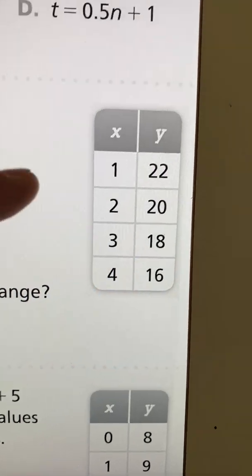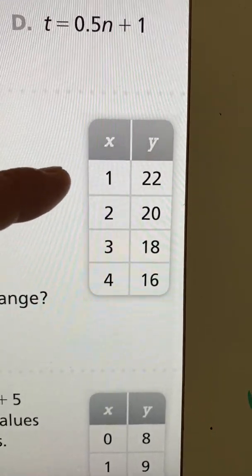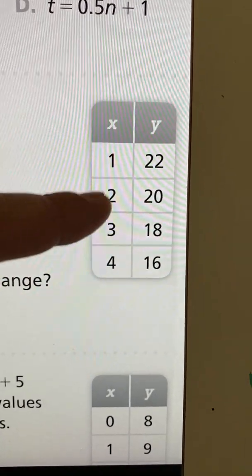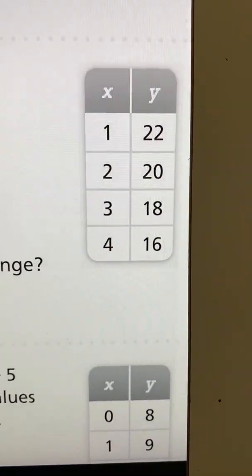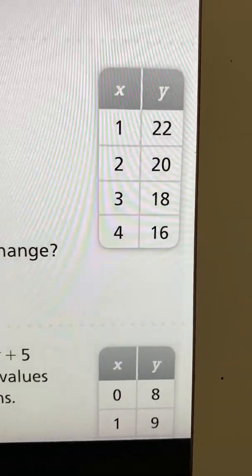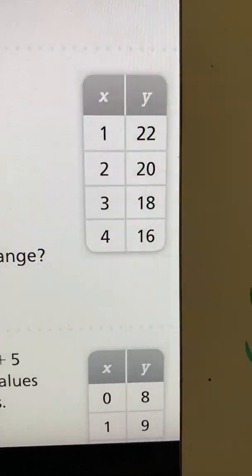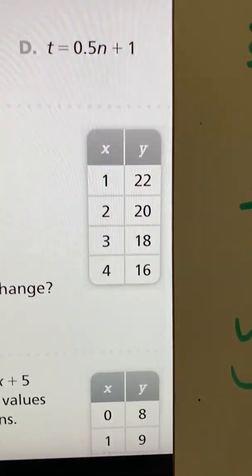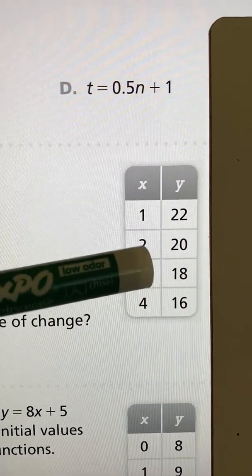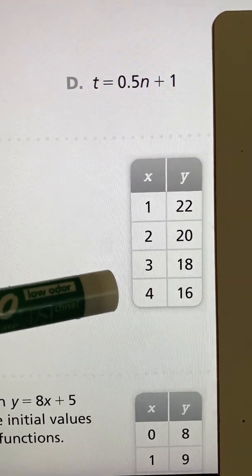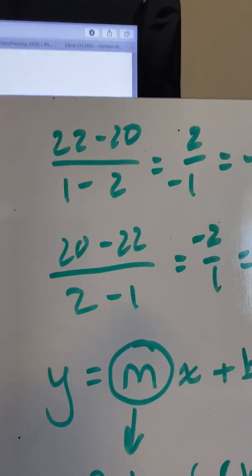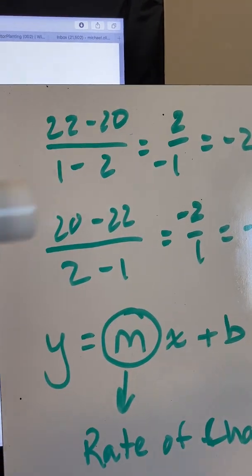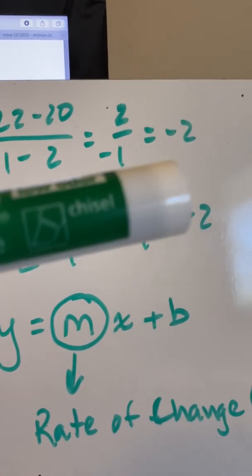Well, there's two ways. The x values, it's the change in y over the change in x. You could take any two values for y. Let's say we take 22 and 20. You can just subtract those two numbers. It doesn't matter what order, just as long as you're consistent with their x values. So if you subtract 22 minus 20, you better make sure you subtract 1 minus 2. Or if you do 20 minus 22, you better make sure you do 2 minus 1. As you can see here, I've done it two different ways. 22 minus 20 equals 2. 1 minus 2 is negative 1. Your answer is negative 2.